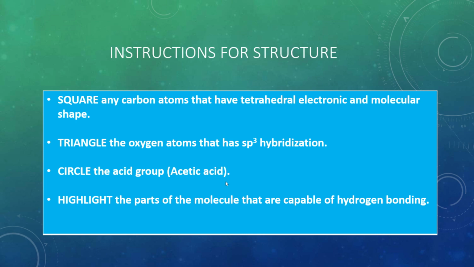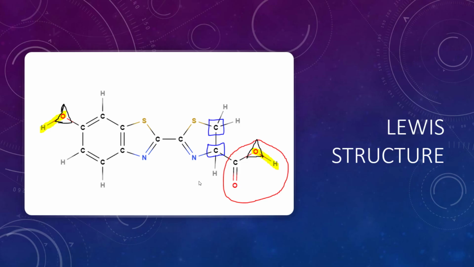The next step is to circle the acid group in the structure. The structure inside the circle is the acid group known as acetic acid.